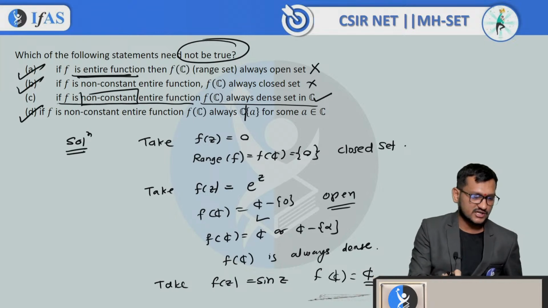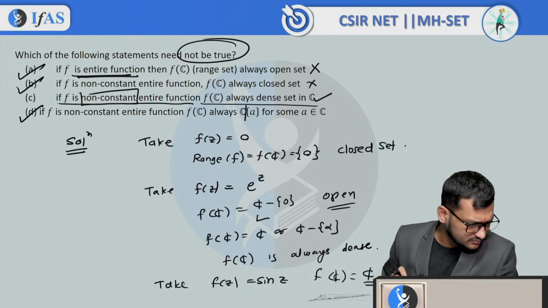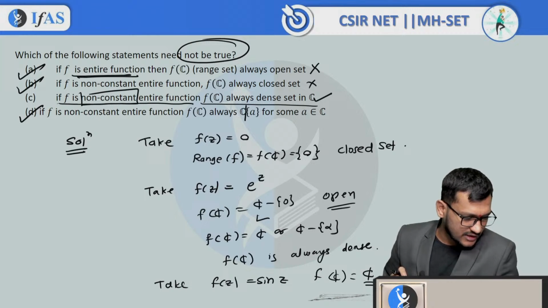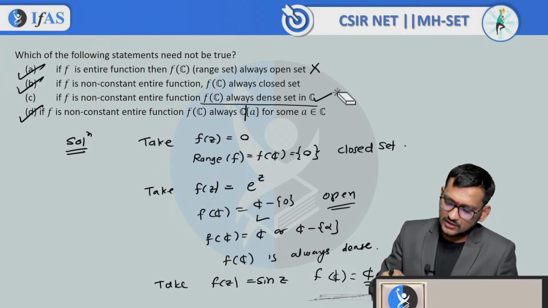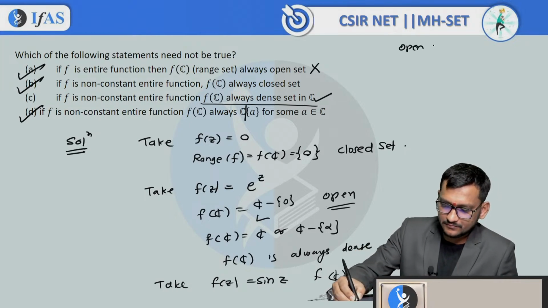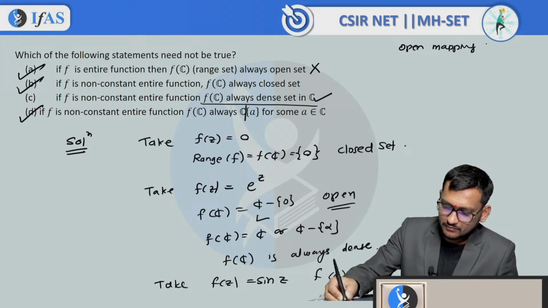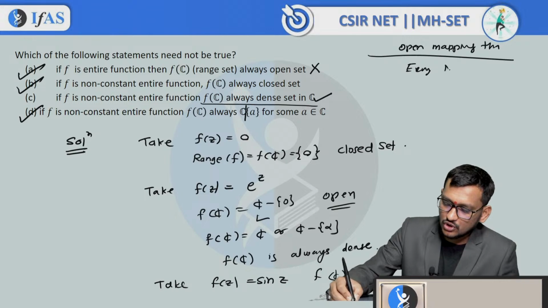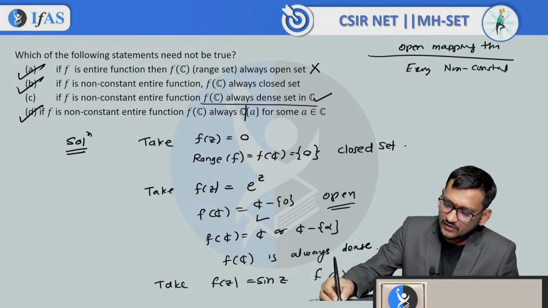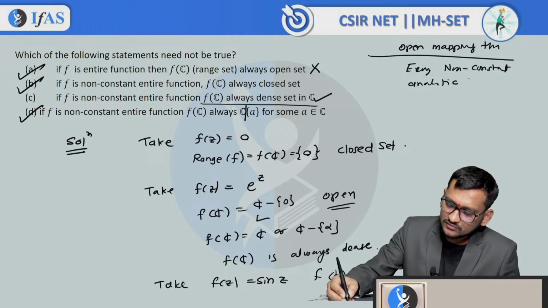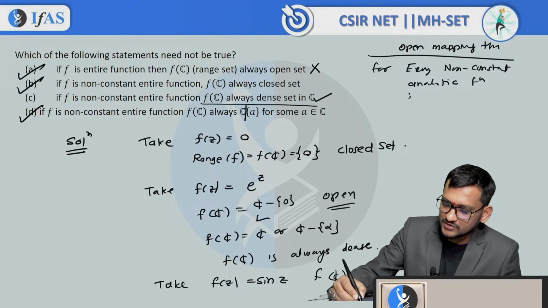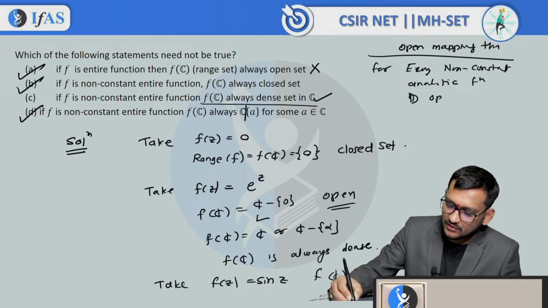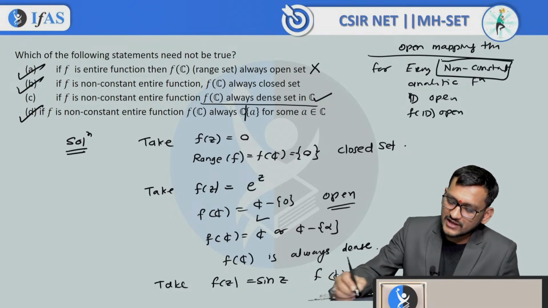Now let's answer Ashwini's doubt. You did not understand this, okay. So see, what was the open mapping theorem? Open mapping theorem says every non-constant analytic function, image of open set is open. D is open implies f of D is open. So the non-constant word is absent in the first statement.